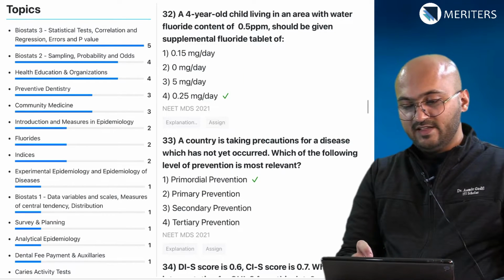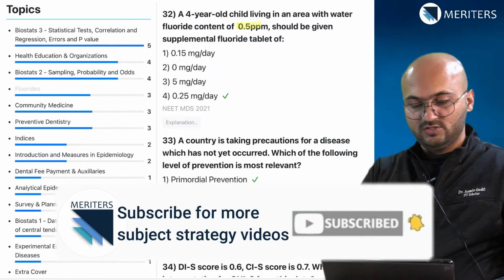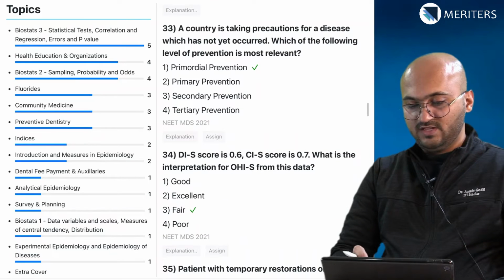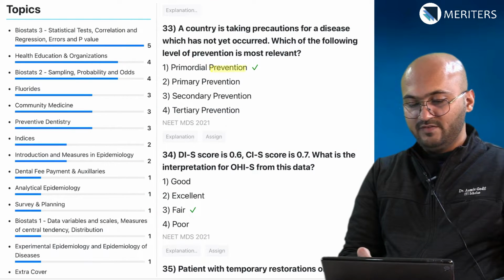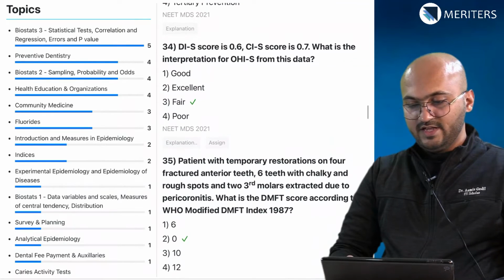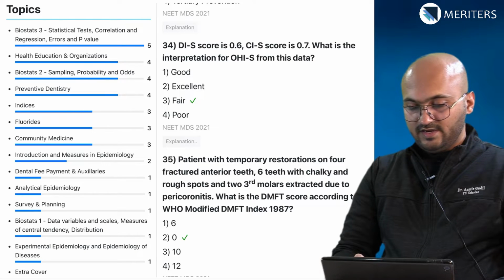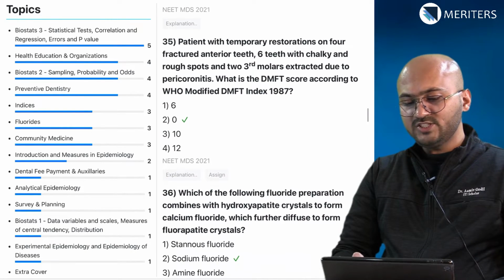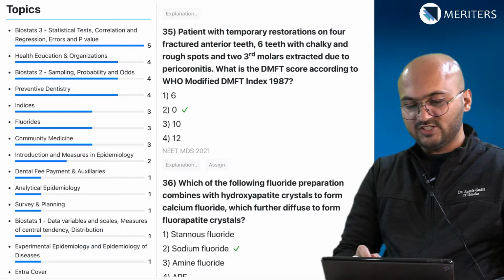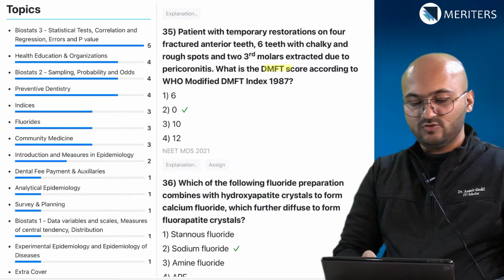A 4-year-old child living in an area with water fluoride content 0.5 parts per million should be given supplemental fluoride of how much? So that's a fluoride question. Then we have a question on prevention. DI score, CI score. So what is the OHIS index? Patient with temporary restoration on 4 fractured anterior teeth, 6 teeth with chalky, and this is all DMFT. So how to calculate DMFT score?